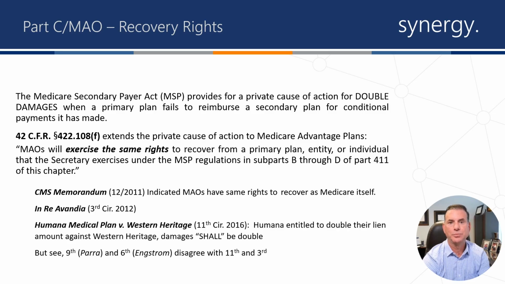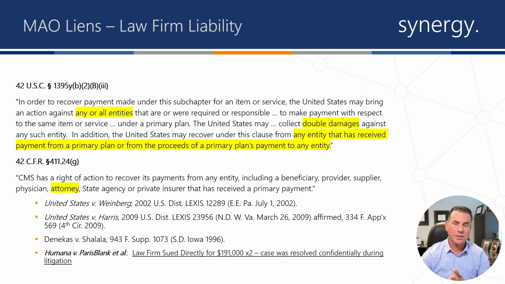The reason why you don't want to be on the wrong side of that claim is because law firms have direct liability and exposure under the MSP. Because remember when I was talking about conditional payments, I said everybody's got skin in the game. Well, law firms have skin in the game. If you miss a Medicare Advantage lien, the MAO or whoever they assign the claim to could come after your law firm for not just the lien amount, but double the lien amount. And they can come after you personally for that. And there are cases, and they're on this slide, where that has occurred.